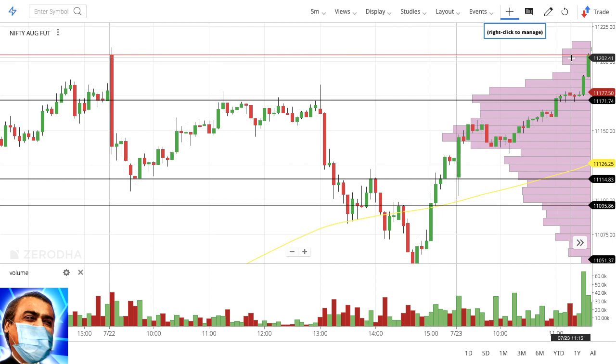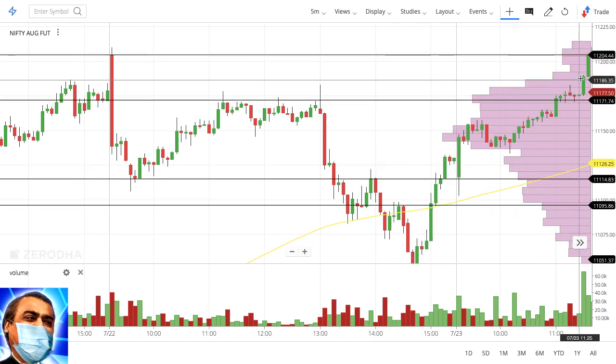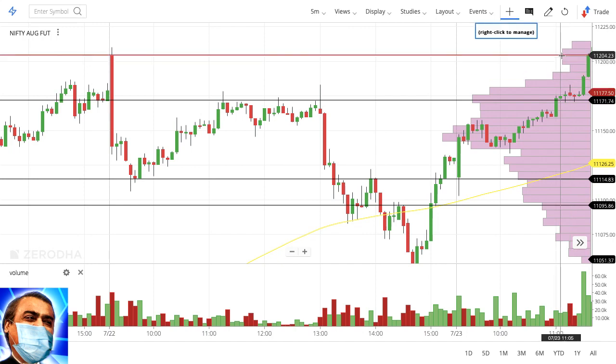Now another thing, should you exit here? Just because it has hit a certain level, should you just exit? Don't you think that even if this was the point at which all the big boys or institutions wanted to exit, retailers who had been seeing the market go up all the way from here might just have been buying all the way throughout. So don't exit a trade just based on a certain level or zone. Exit a trade when you see a reversal in the trend.